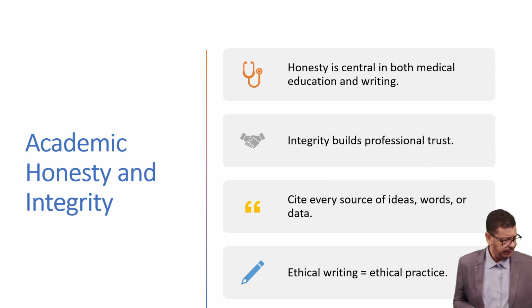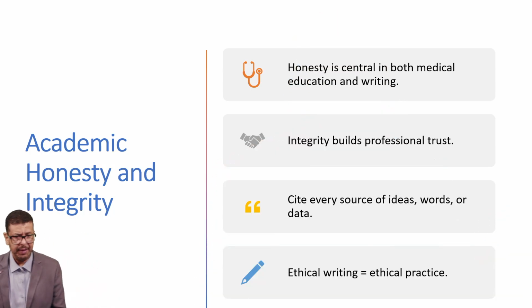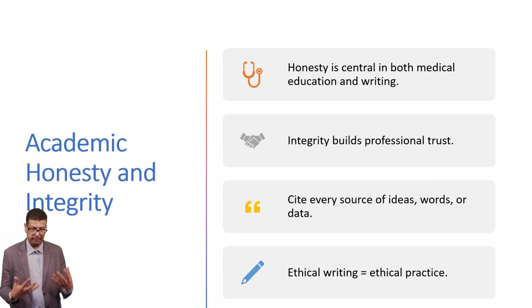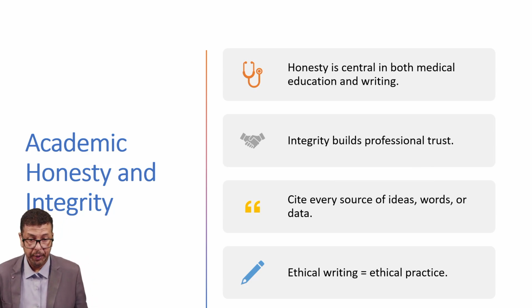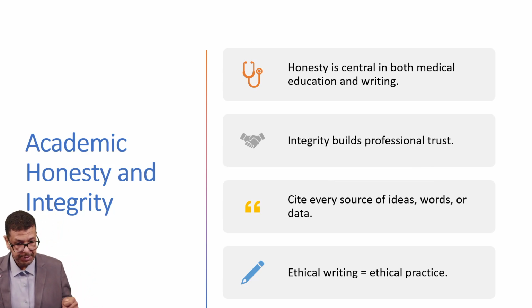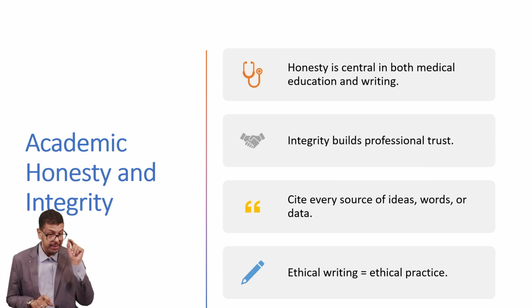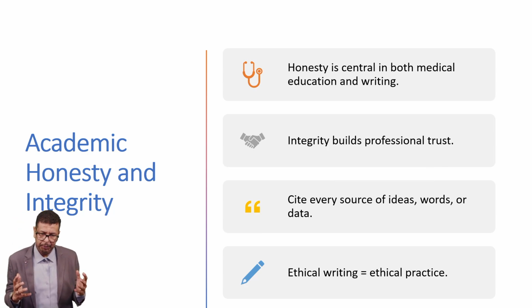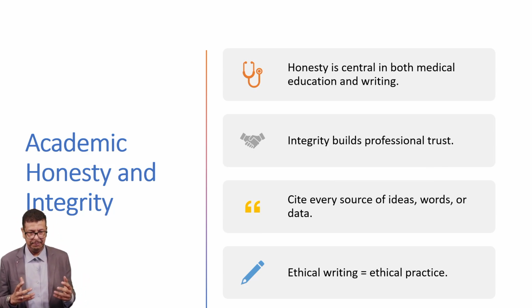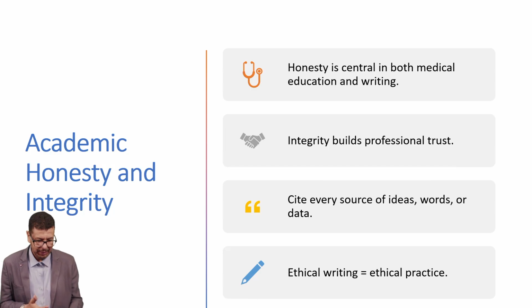It's very important here to talk about academic honesty and integrity in academic writing. So honesty is central in both medical education and writing. And integrity builds professional trust, and it's very important to cite every source of idea, word, data, figure, image, everything that you have to cite. And citation is for ideas, not for the paragraph. Very important. Why? Because ethical writing is related to ethical practice. And we have to avoid plagiarism.